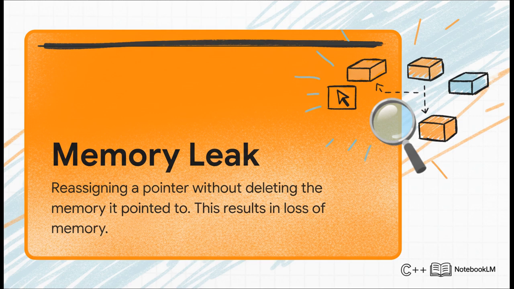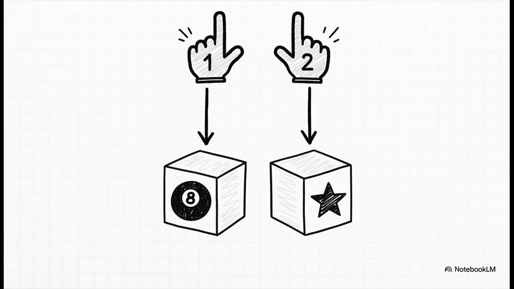Now that memory is completely orphaned. It's still being used, but your program has no way to find it, no way to use it, and most importantly, no way to ever give it back. Okay, let's walk through a classic example. Check this out.